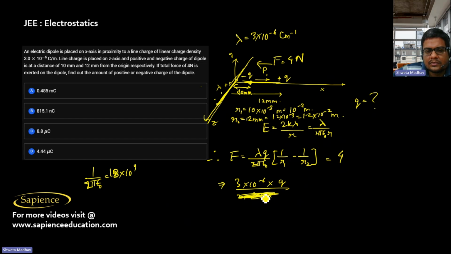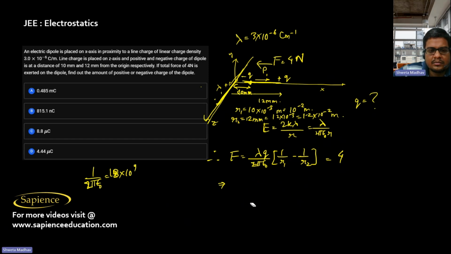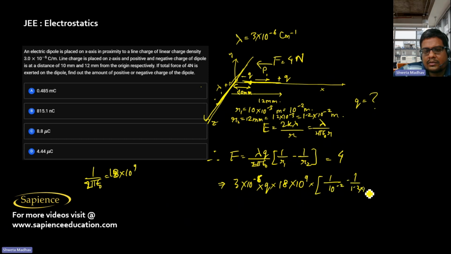So I can write this as lambda, which is 3 into 10 power minus 6, into Q, into 18 into 10 power 9, into 1 by 10 power minus 2 minus 1 by 1.2 into 10 power minus 2, equals 4. Then Q I have to find out. So this will be 18 threes are 54, 54 into 10 power 3. This will go up, so this will become 10 power 2. This will be 1 minus 1 by 1.2.